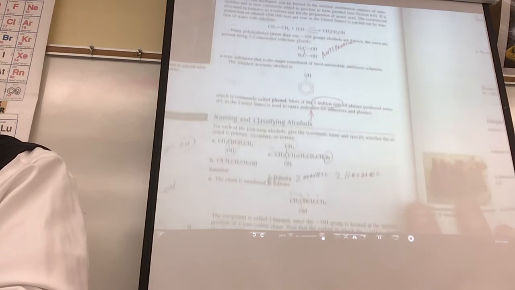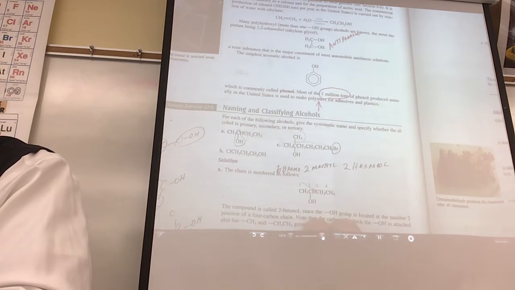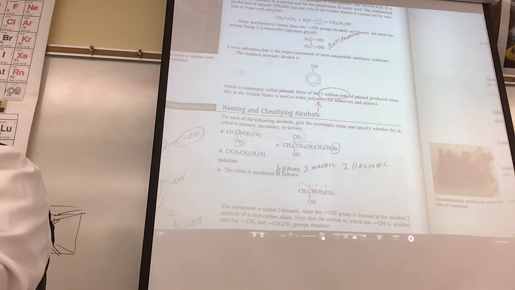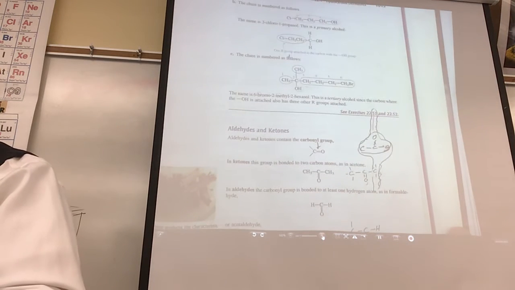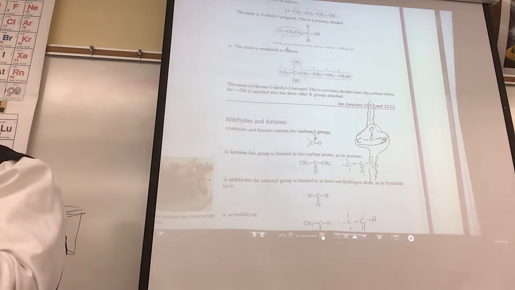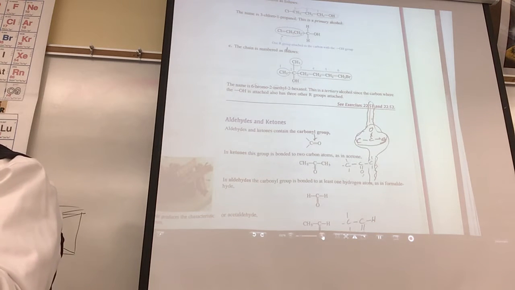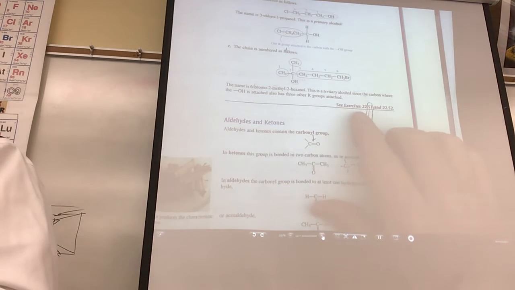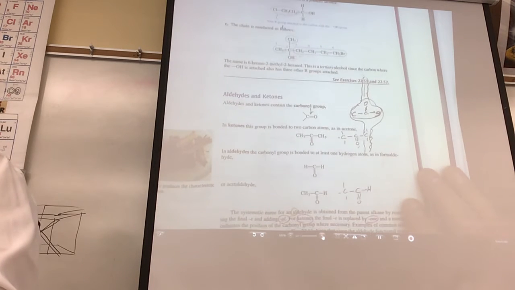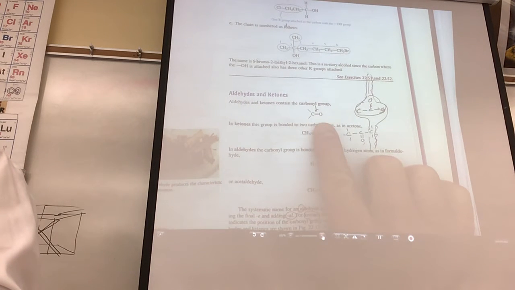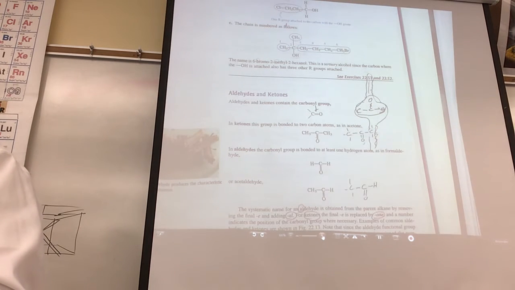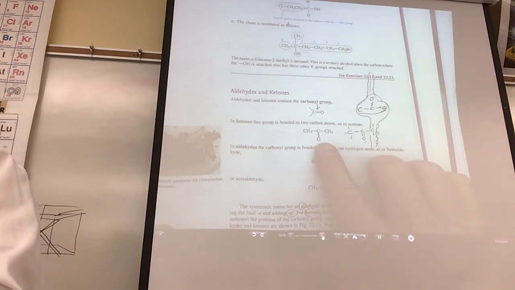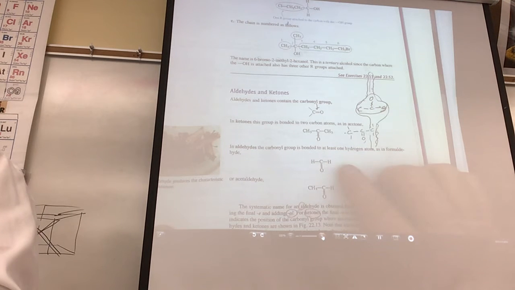All right, so when you come down here, they talk about how to name alcohols. We did that in class. And by the way, the name of an alcohol, like hexanol or pentanol, ends in OL. But what if it was an aldehyde? Here's your carbonyl group right here. Aldehydes and ketones both have a carbonyl group. A ketone has a carbonyl with carbon-carbon, and an aldehyde has a carbonyl group with hydrogen. That's how you know the difference between those two.